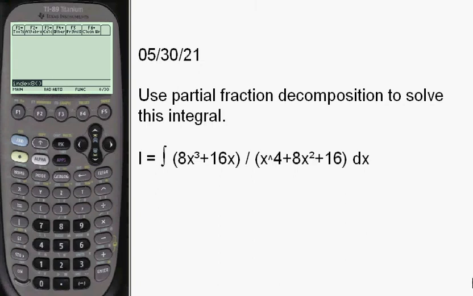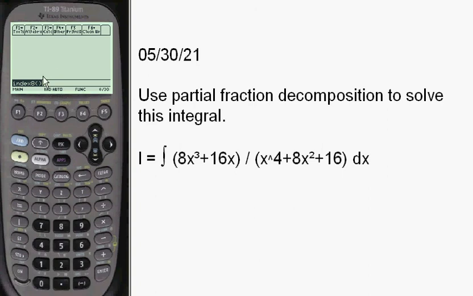This is a partial fraction decomposition problem, as you can see. What makes you decide whether it's a partial fraction problem is that the denominator factors. If you can factor the denominator, then you're into partial fraction decomposition, which is solving the integral. Let's do it. Index 8 to get to my menu.